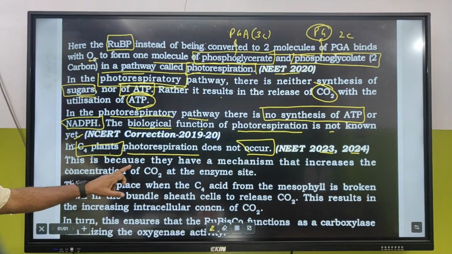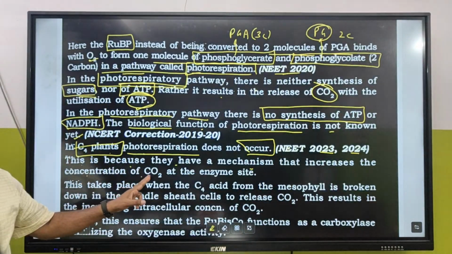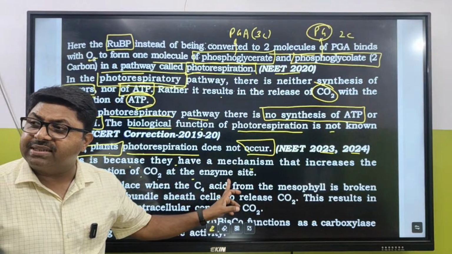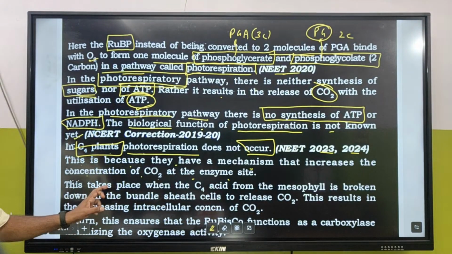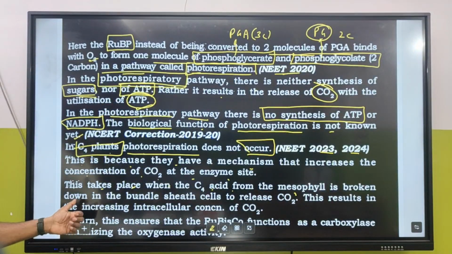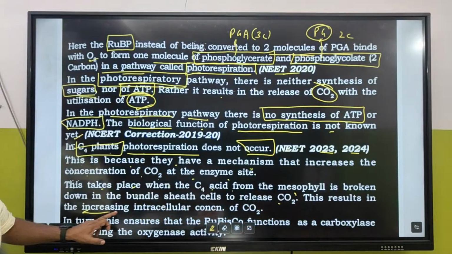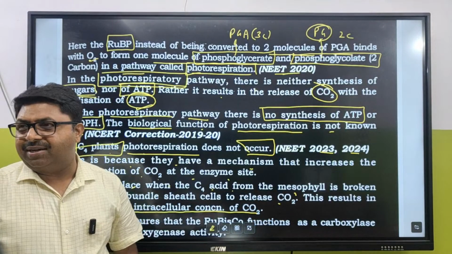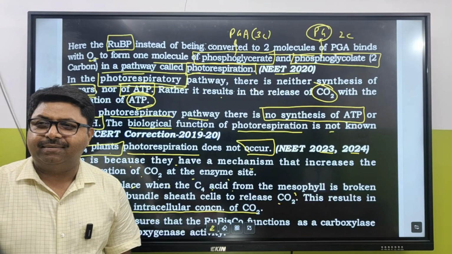This is because they have a mechanism যেটা বলছিলাম that increases the concentration of carbon dioxide at the enzyme site. Which enzyme? Rubisco. This takes place when the C4 acid from the mesophyll is broken down in the bundle sheath cells to release carbon dioxide. This results in the increasing intracellular concentration of carbon dioxide. Ayushi, is this clear? কোন অসুবিধা আছে?